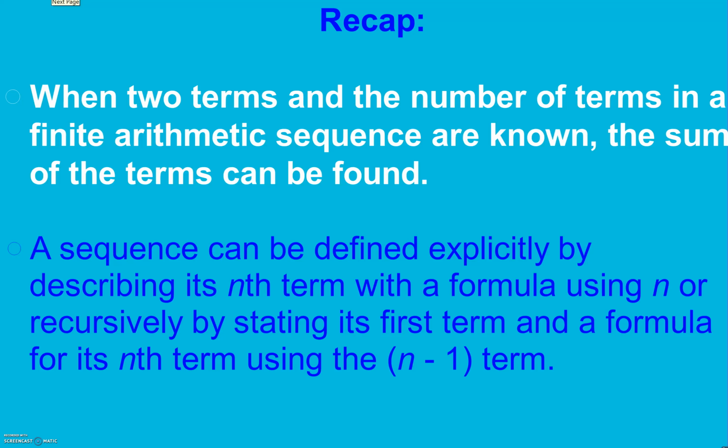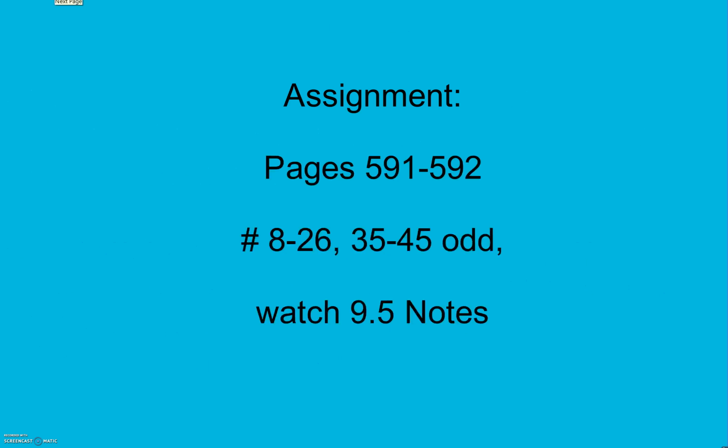Real quick recap here. When 2 terms and the number of terms in a finite arithmetic sequence are known, the sum of the terms can be found. And remember that a sequence can be defined explicitly by describing its nth term with a formula using n, or recursively by stating its first term and a formula for its nth term using the term before, the n minus 1 term. And there's your assignment for section 9.4.